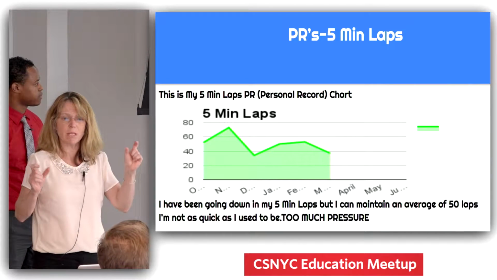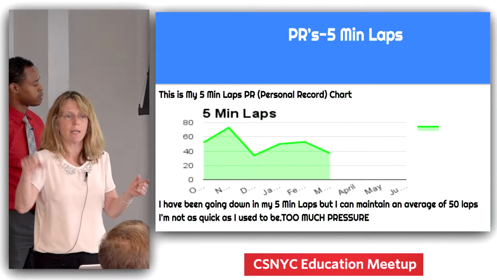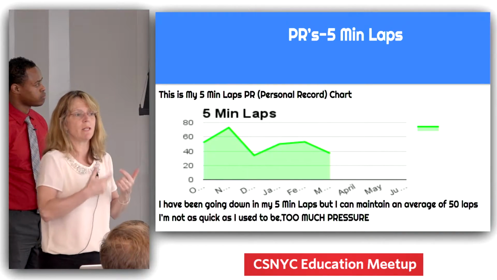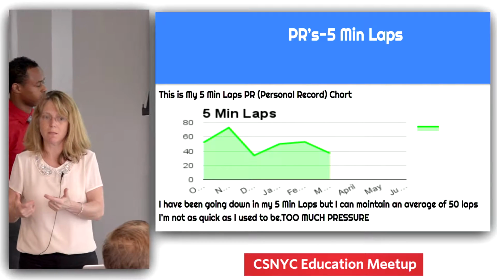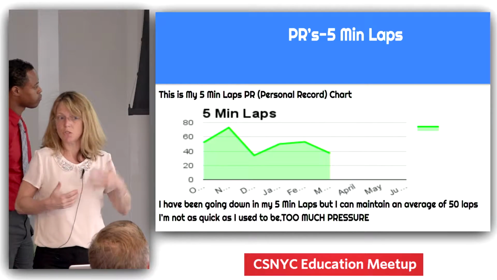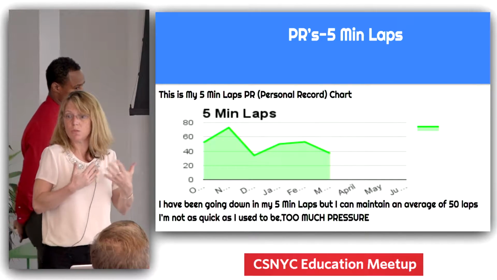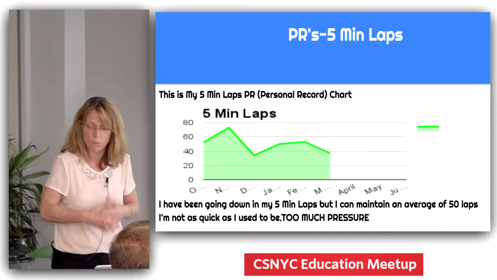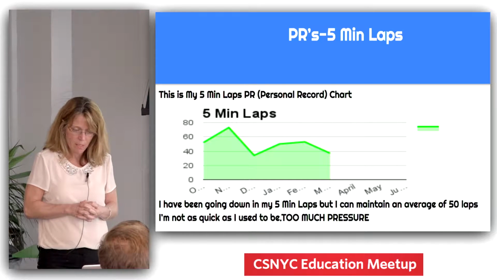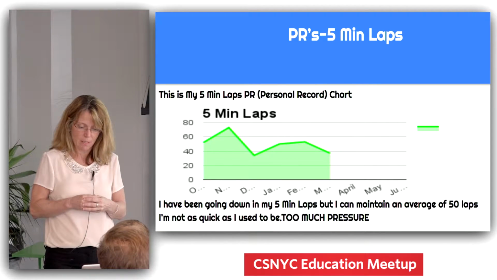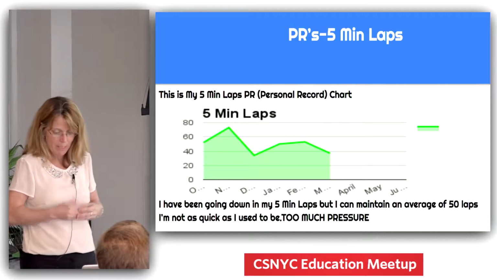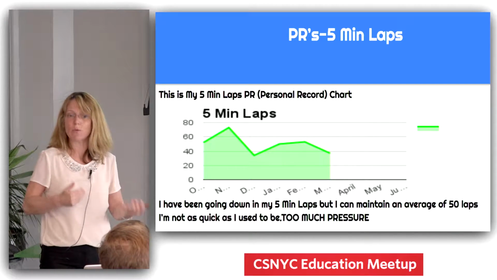So I purposely had them choose a line graph and a bar graph. And I let them choose which one they thought told the story best. So they had to make that decision. Do you think you can talk about your fitness using a line graph, or would you prefer the bar graph? It's up to you. Both are fine. So he had to sit down and look at this and say, you know, I've been going down in my 5-minute laps, but I can maintain an average of 50 laps. I'm not as quick as I used to be.